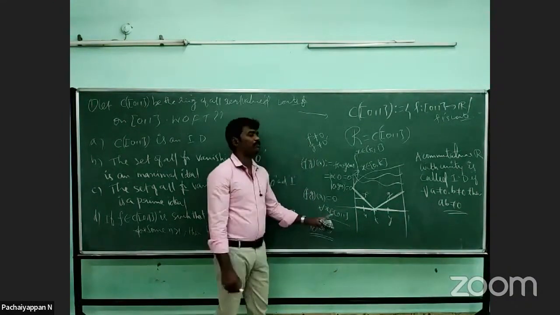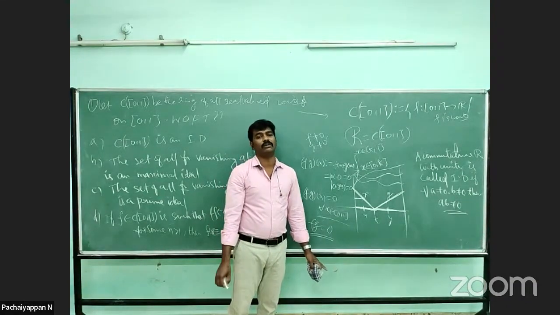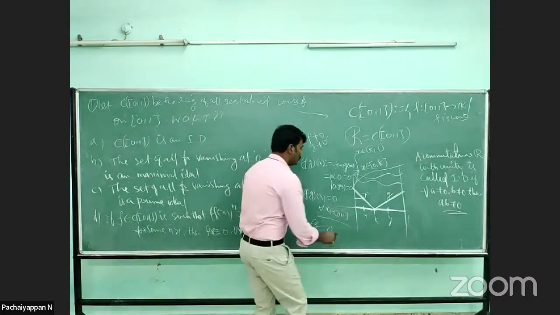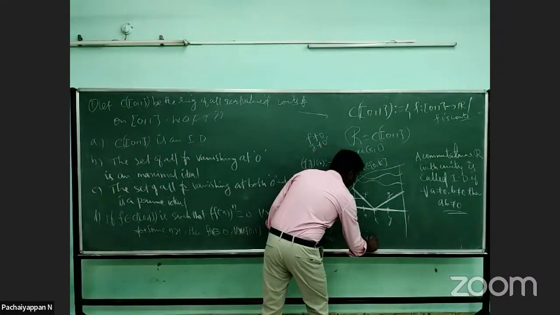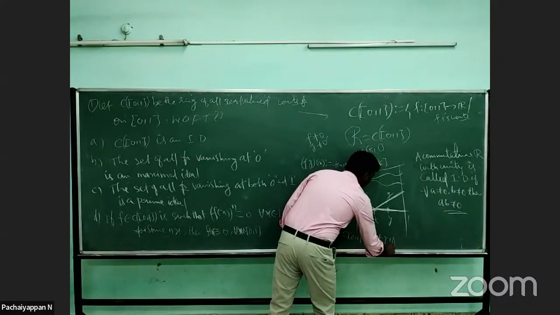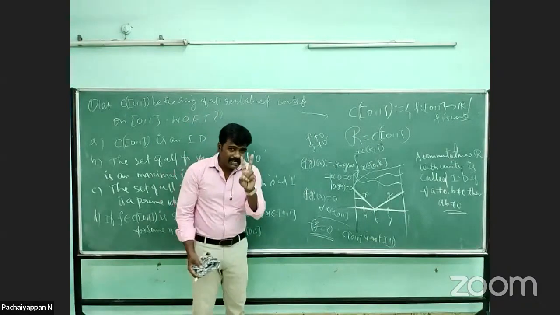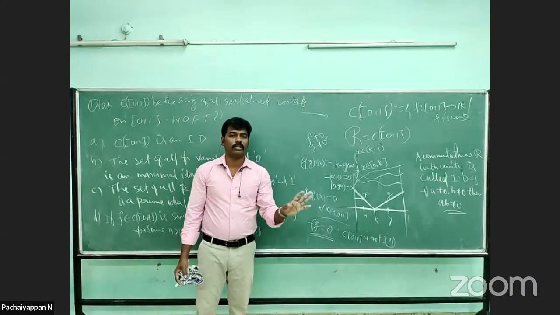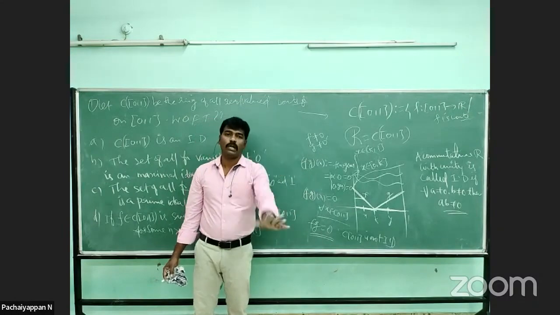This implies that C[0,1] is not an integral domain. Therefore C of 0 comma 1 is not an ID. It is enough to show two non-zero elements whose product equals zero. We have lots and lots of f and g whose product equals zero.